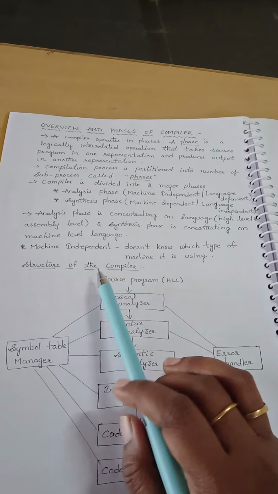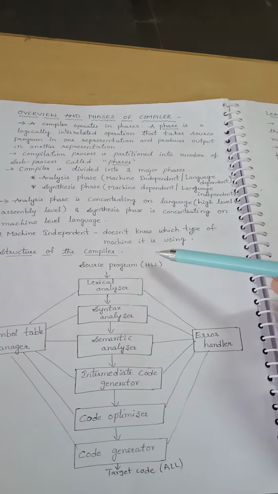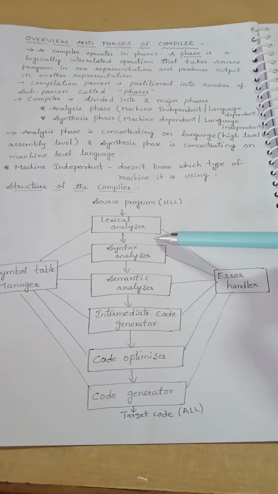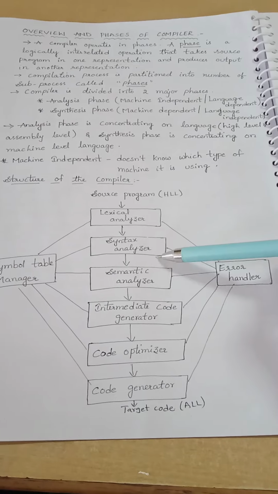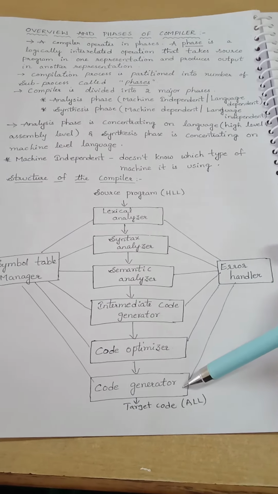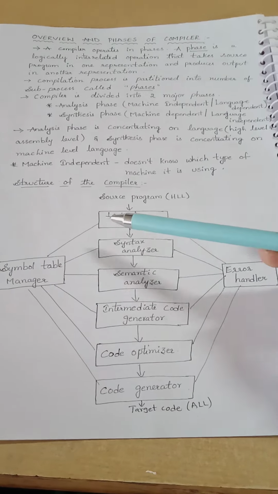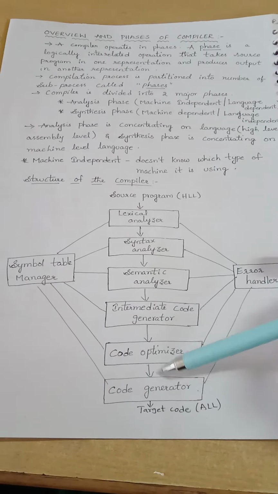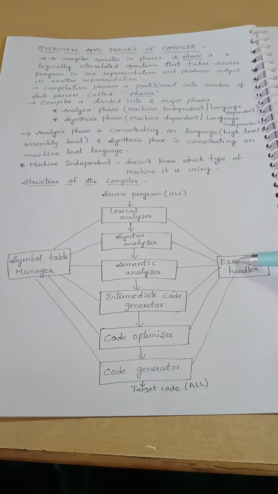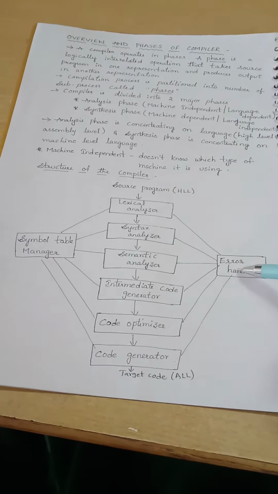And now we are going to see the structure of the compiler. So here you can see the structure of the compiler: the source program, and the lexical analyzer, syntax analyzer, semantic analyzer, intermediate code generator, code optimizer, and the code generator. So apart from these 6 phases, we are going to have two more things, a symbol table, and one more thing we call the error handler.